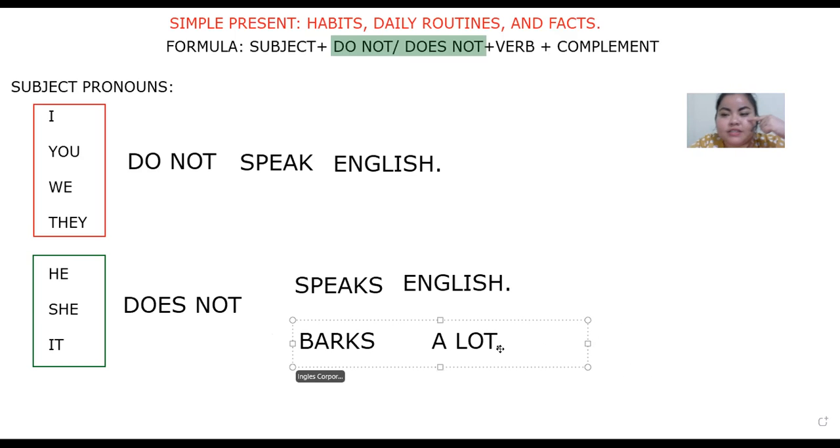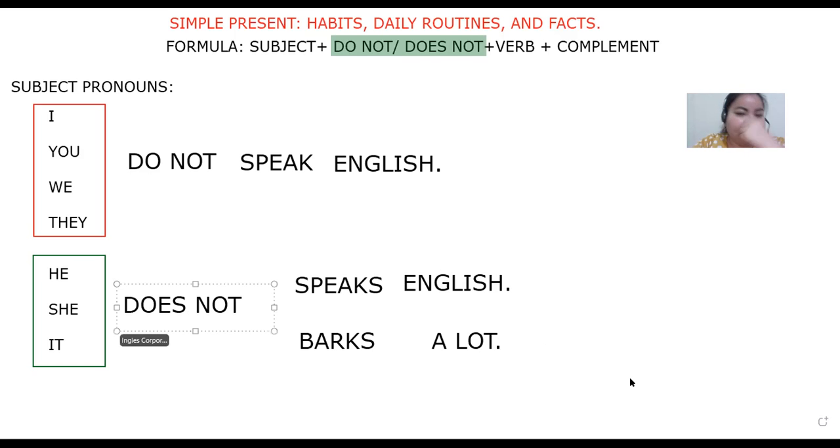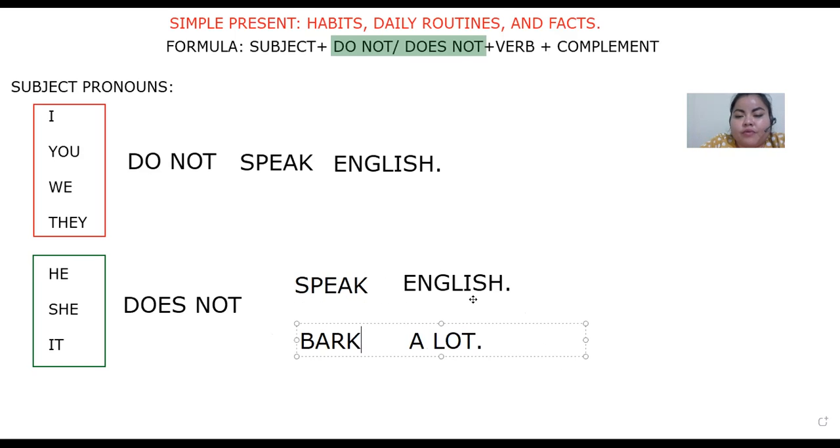But look at this. Pon atención en esta parte. Pongan atención en esta parte. Miren lo que voy a hacer. Ya agregué does not a la fórmula. ¿Qué va a pasar hoy? El verbo que tengo con S, le vamos a quitar la S a los dos. ¿Por qué?